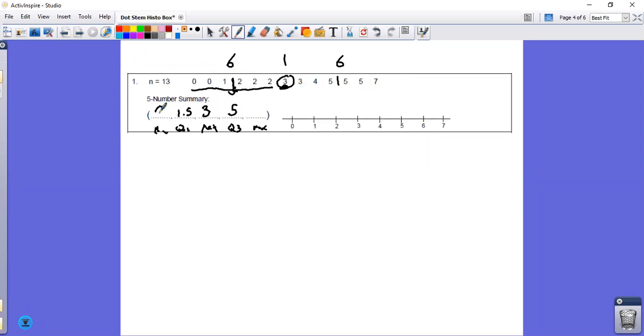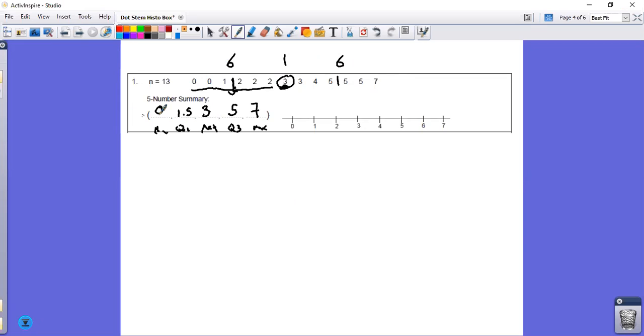Your minimum number is 0, your maximum number is 7. Don't count those out when you do the quartiles. The only one that gets taken out is the median. So those numbers are included in the quartiles.